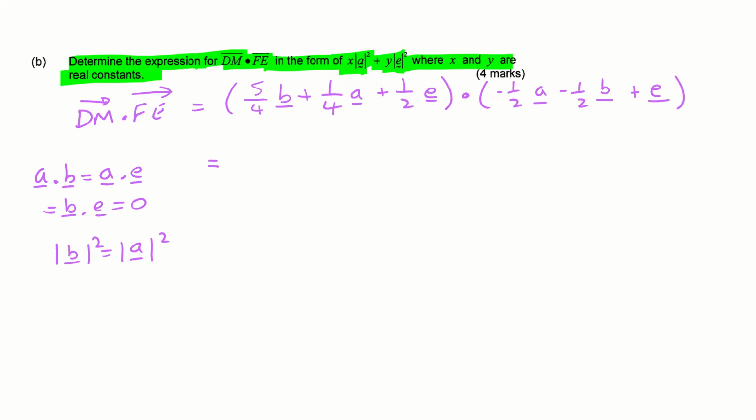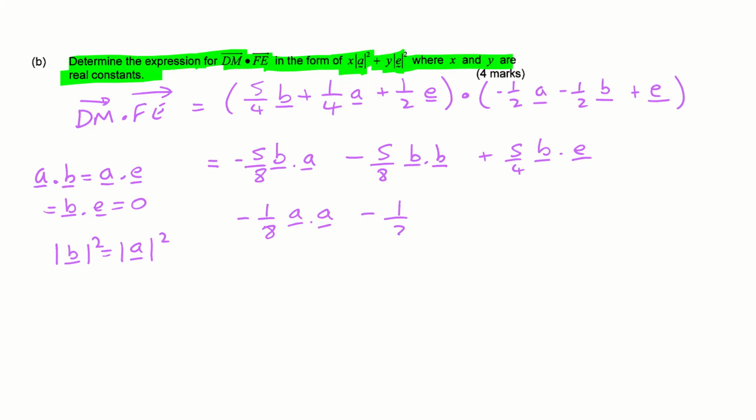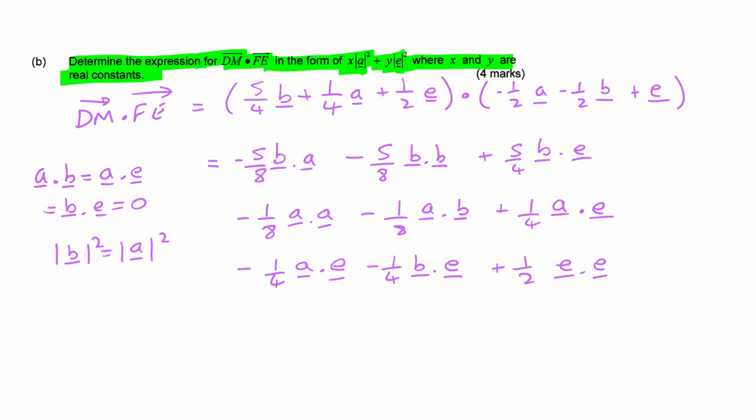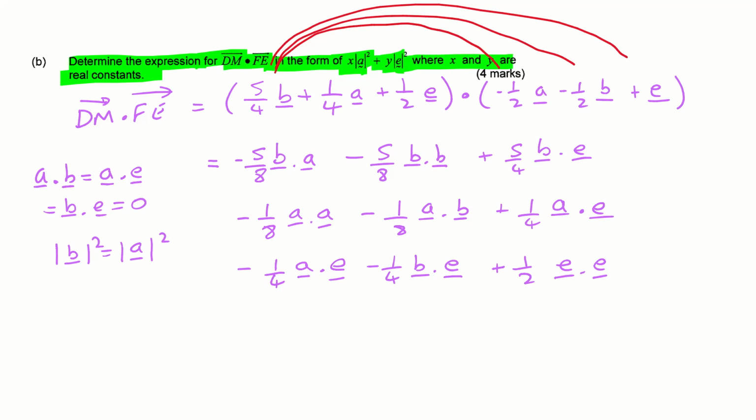Expanding all of that out gives us negative 5/8 B dot A, take away 5/8 B dot B plus 5 over 4 B dot E, take away 1/8 A dot A, take away 1/8 A dot B plus a quarter A dot E, take away a quarter A dot E, take away a quarter B dot E, and plus a half E dot E. And that's just expanding, just using a sort of crab claw type method for all three terms.